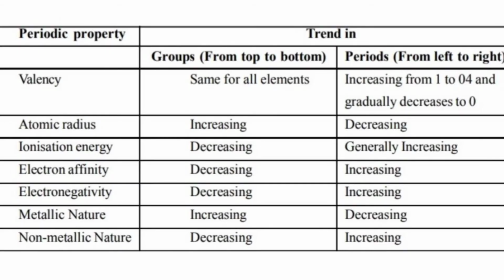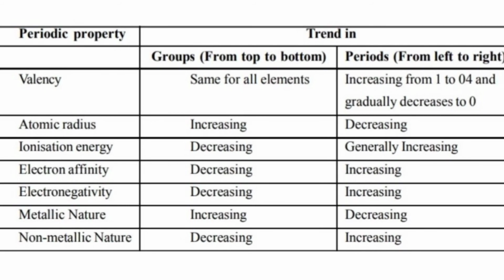From left to right in periods, what will happen? For valency, you have to write: increasing from 1 to 4 and then gradually decreasing to 0. Atomic radius will decrease in periods, while in groups it increases. Ionization energy generally increases. In groups electron affinity decreases, and in periods it increases.